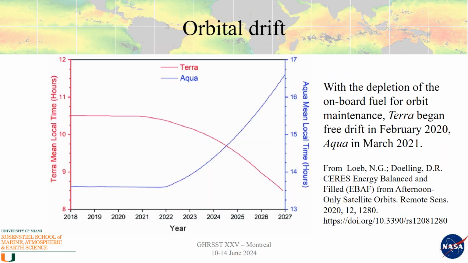Both spacecraft have now consumed all of their onboard propellant needed to maintain the orbit. And so for the last several years, the orbits have been drifting. Terra has been drifting earlier in the day and Aqua later in the afternoon, as shown here. The satellites will be passivated, I think is the correct term, when the angle of the solar radiation on the solar panels is insufficient to provide enough power for the instruments to function.